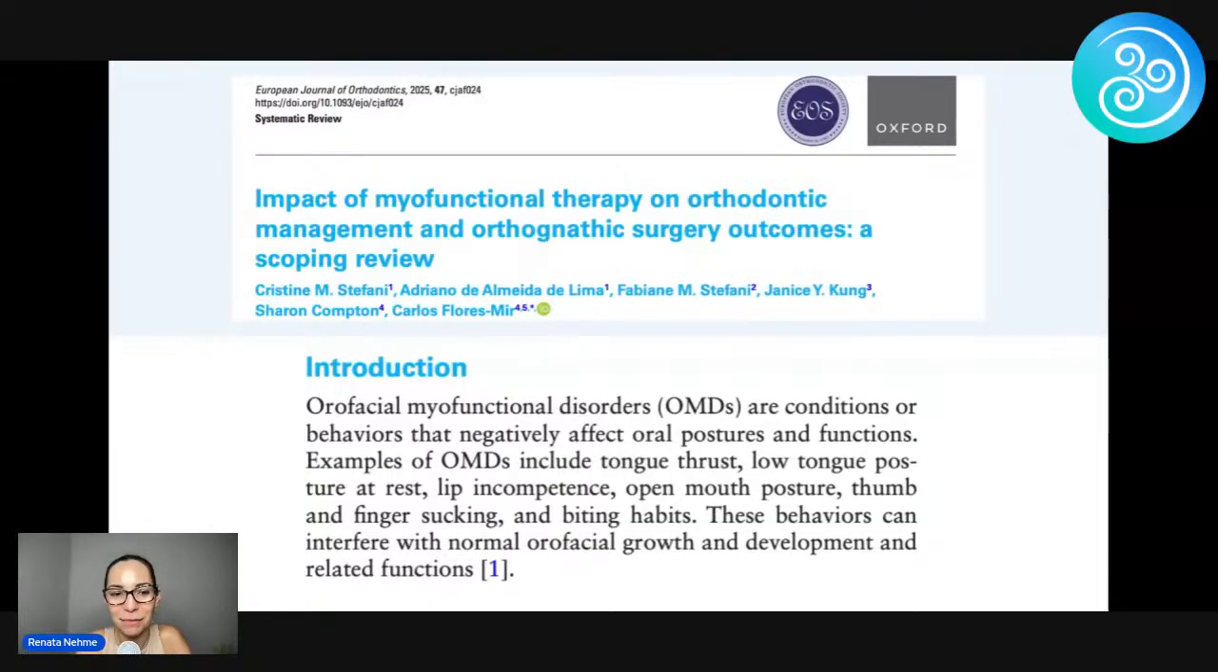Nobody yet has bingoed the whole thing. Open mouth posture, thumb and finger sucking and biting habits also. These behaviors can interfere with normal orofacial growth and development related functions.